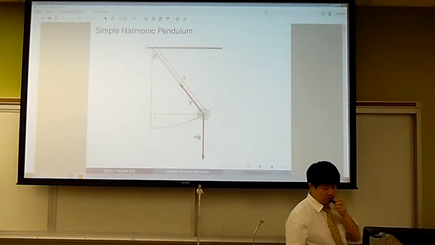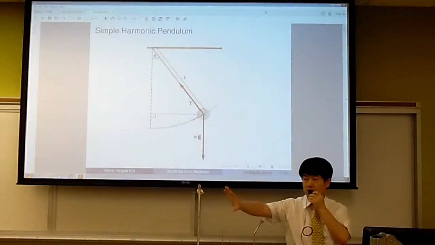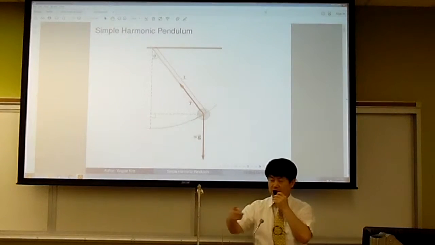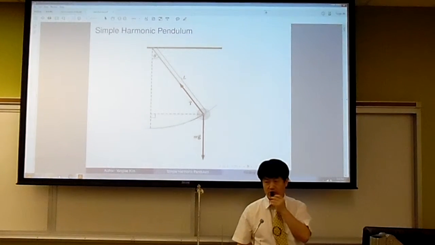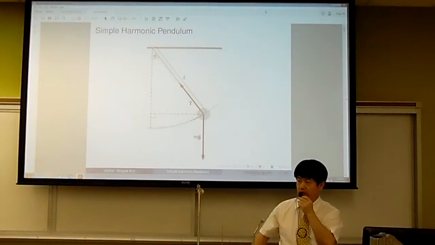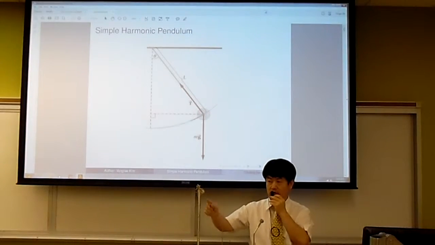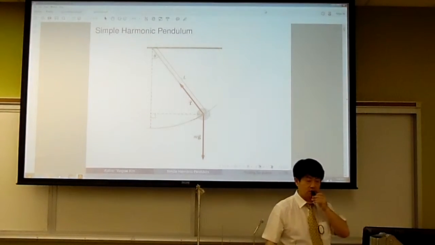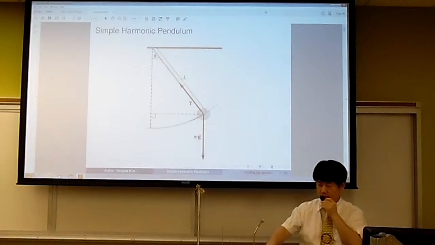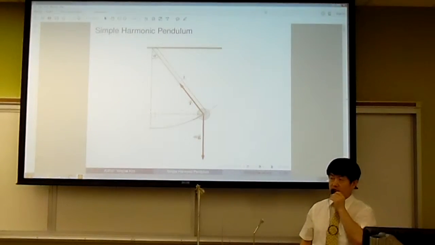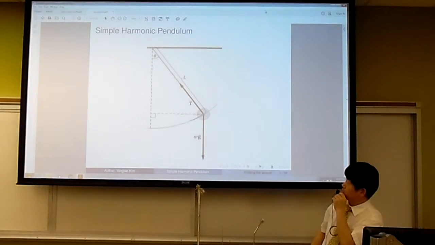As we saw in the demonstration, when the string is long, one cycle of the motion takes a longer time. When the string is short, the cycle takes a shorter time. Then how do we calculate that time?